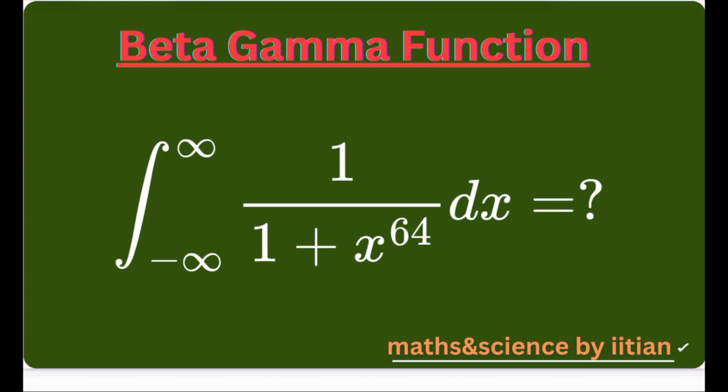In this lecture, I will be solving a very useful problem involving beta gamma functions, calculus, and also the reflection formula of gamma, which is gamma z into gamma 1 minus z is equal to pi by sin pi z.